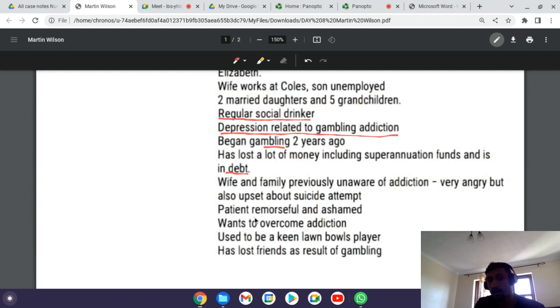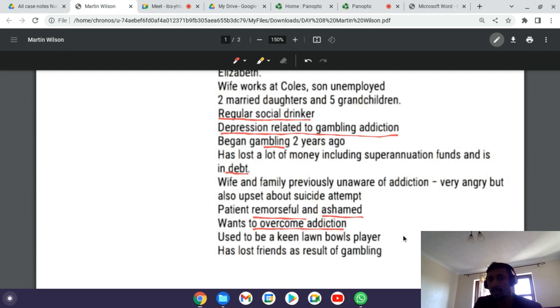Is this after or before? Is it after the attempt or before the suicide attempt? This is present condition. The patient is now after the suicide attempt, because the patient condition says that the patient had attempted suicide. Okay, so now he is ashamed of what he had done. Okay, so wants to overcome addiction. So the patient would like to overcome addiction.